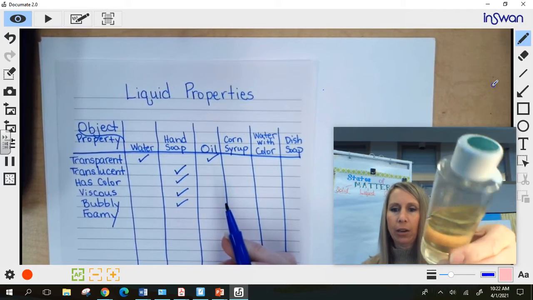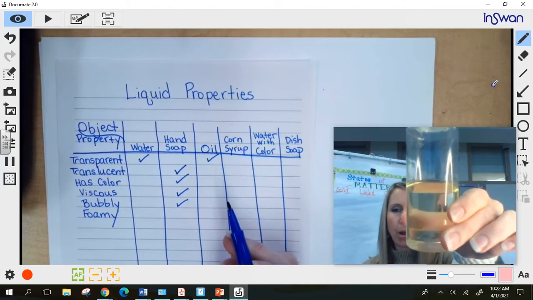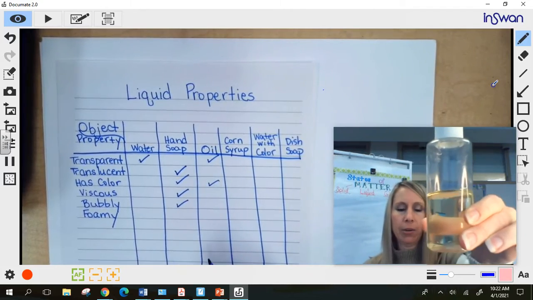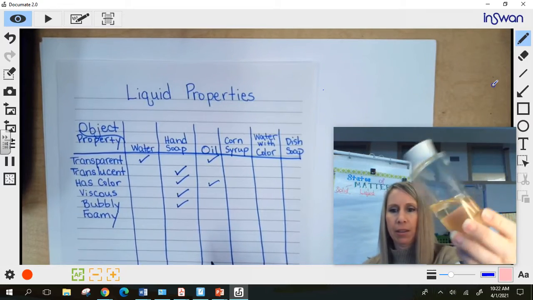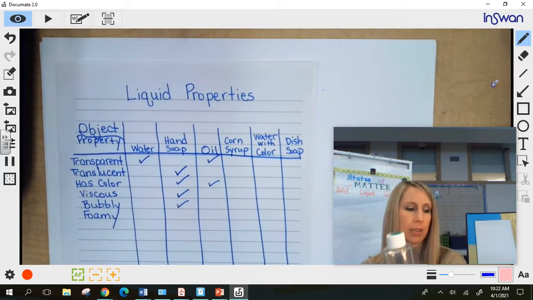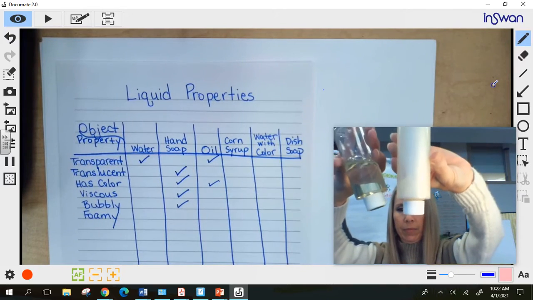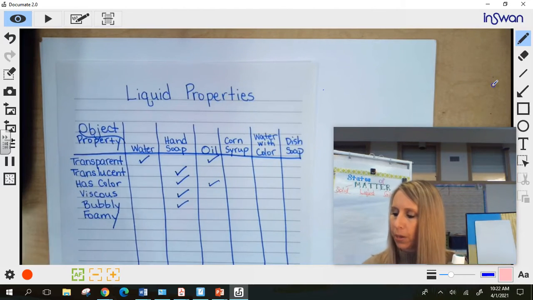Does it have color? Well, it's clear, there is a little bit of a color. It's kind of off-white. It's not like our water. So we can mark it has color. Is it viscous? What do y'all think? It's pretty quick flowing. It's much quicker than the hand soap. So I'm not going to mark it for this one.